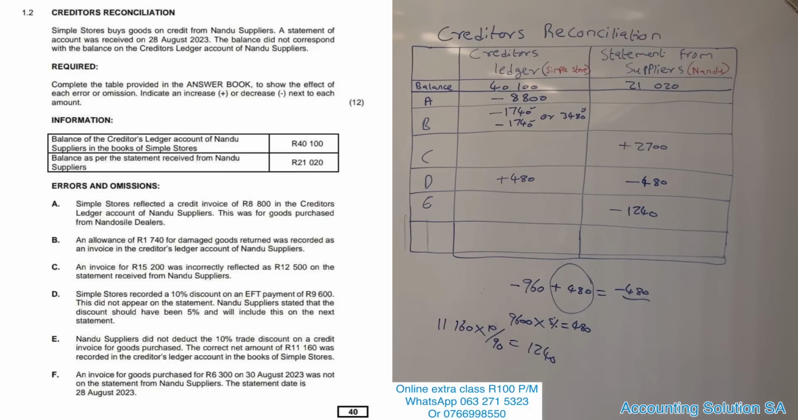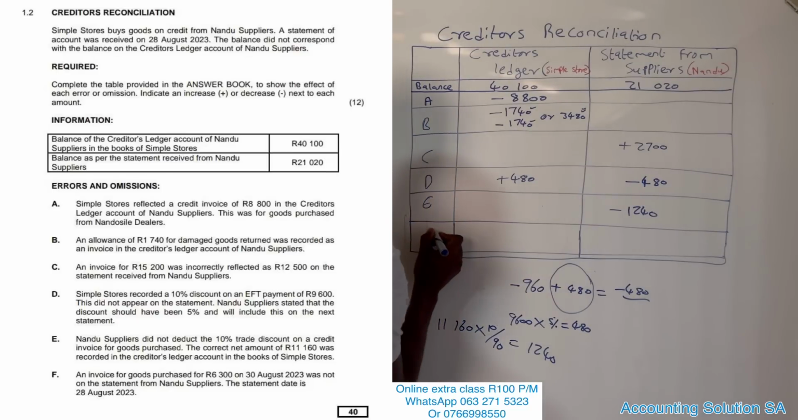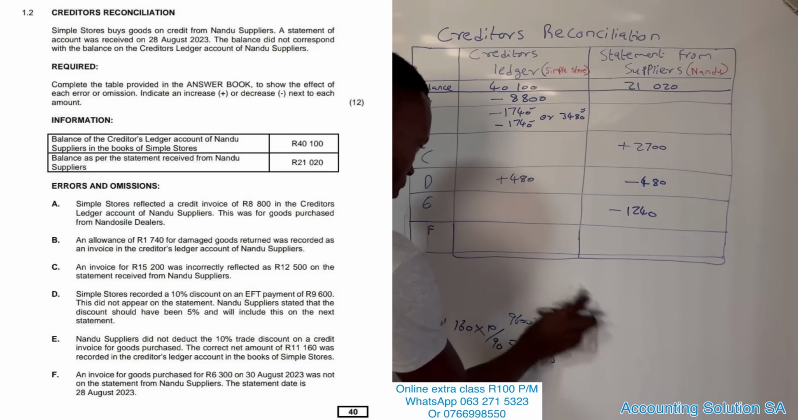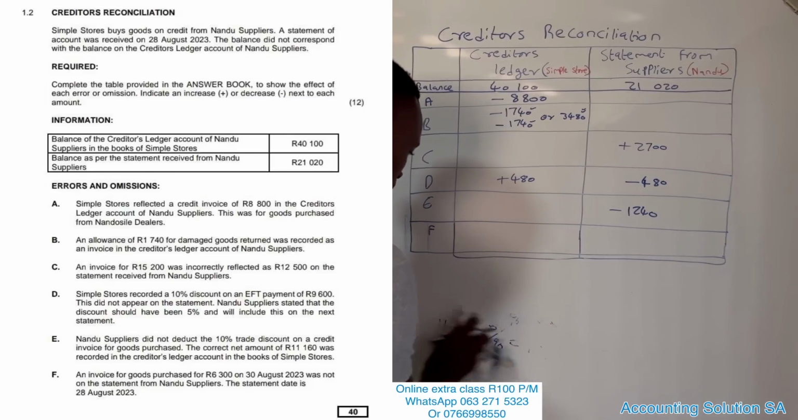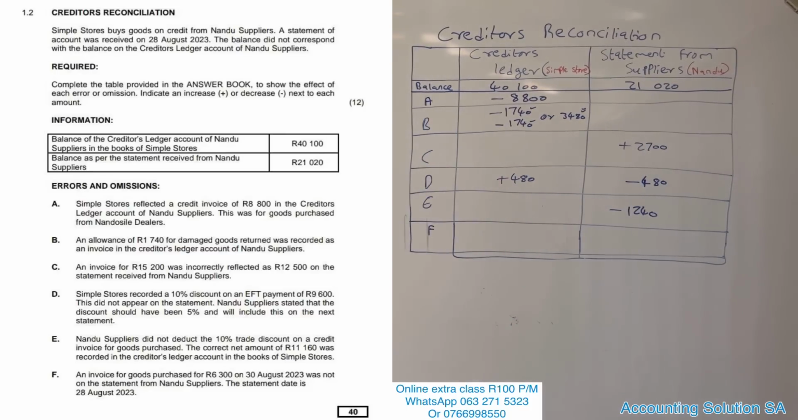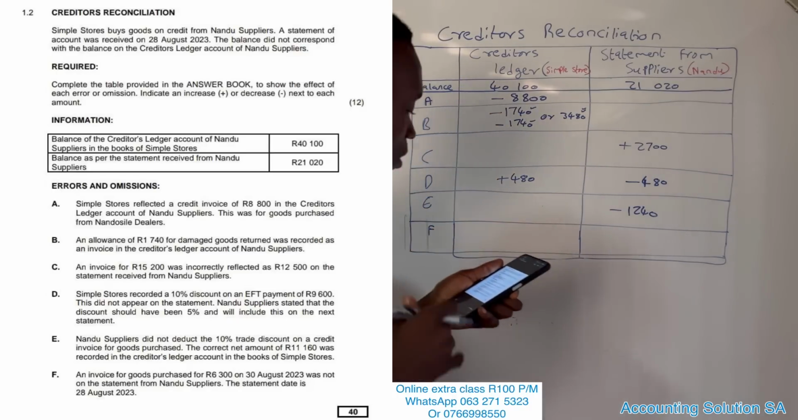And then number F. Let me wrap here so that we can have space for totals. Number F, they said that an invoice of goods purchased for 6,300 was not on the statement of Nandu Supplier, and the statement date is 28th February 2023.